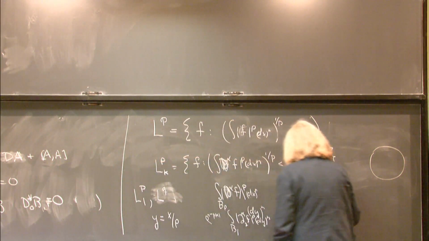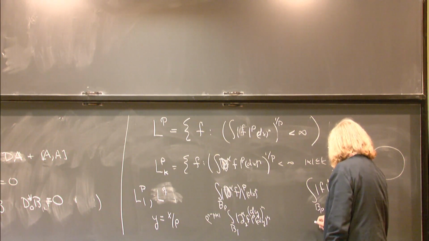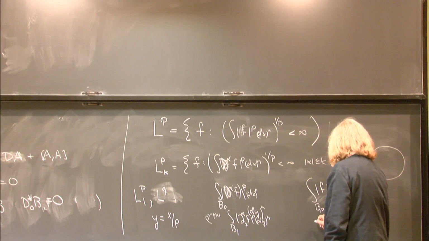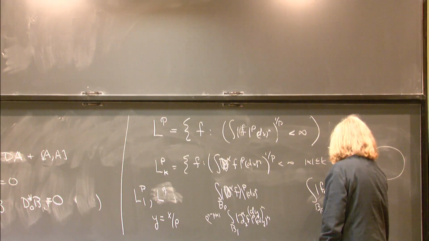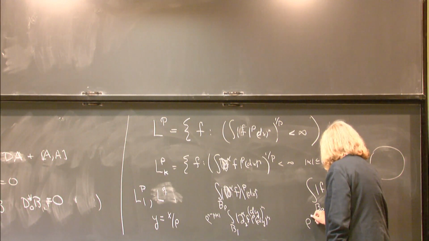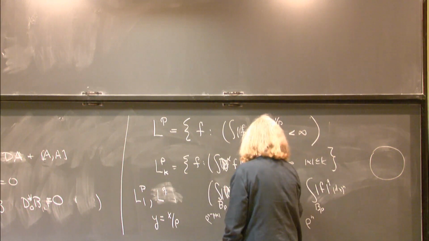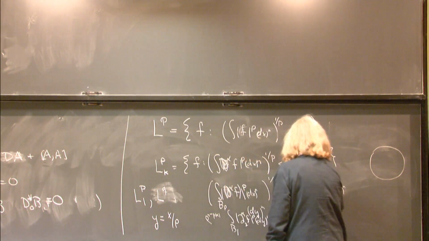And over here, f at this point isn't changing, and so we get a rho to the power, and we better put a 1 over p here.